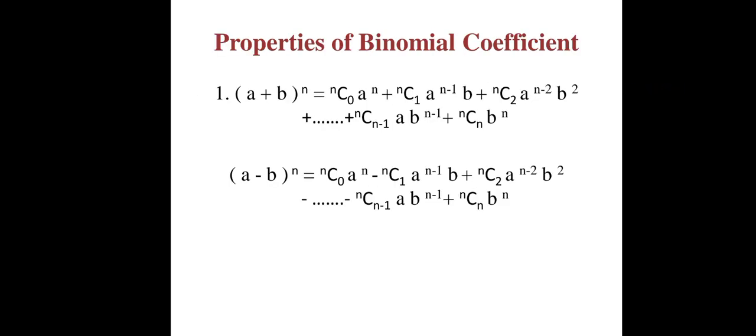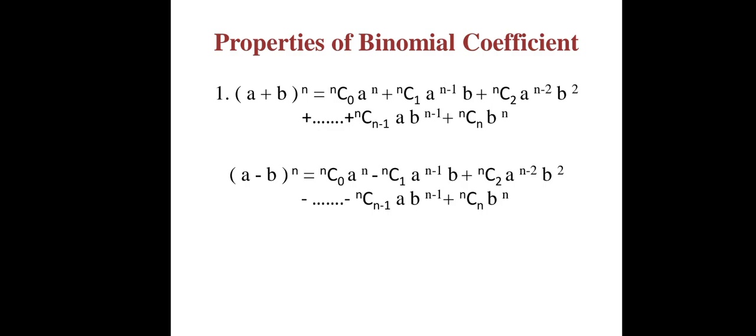Next we'll take some properties of the binomial coefficients. Just we have taken the general formula, a plus b whole raised to n. In the previous slides we have taken the same, you just take it. Next, one more formula we have, that is a minus b whole raised to n. In this, just compare it with the a plus b formula.